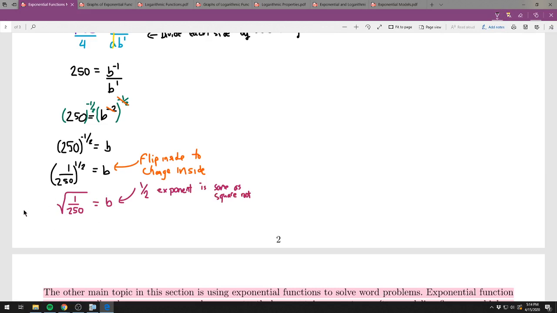Now, since the square root of 250 doesn't simplify much, it's not a perfect square. You would be able to simplify it a little bit, but it's not very useful. So I'm just not going to do anything more here. If you leave b as the square root of 1 over 250, that's okay. In fact, I don't even have a problem with leaving b as this, 250 to the negative 1/2.